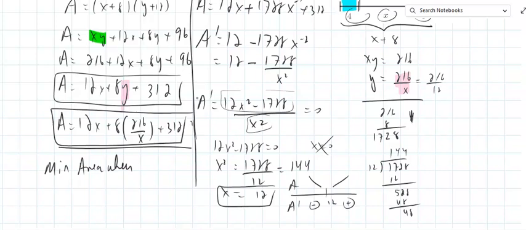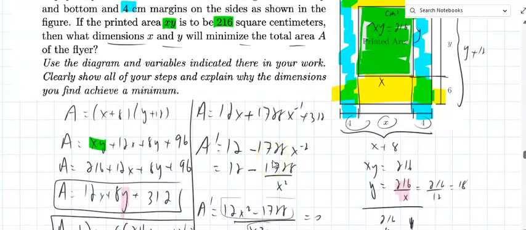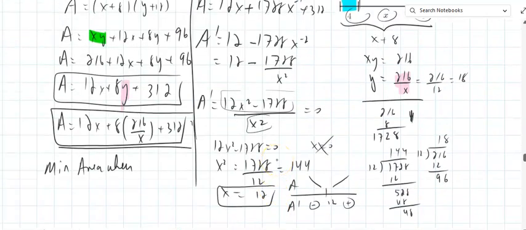And y is 216 divided by 12. Let me work that out really quick. That is 18. So x is, did they want the whole? Let me see. What dimensions of x and y will minimize the total area? Well, x equals 12 and y equals 18, or simply the total area.